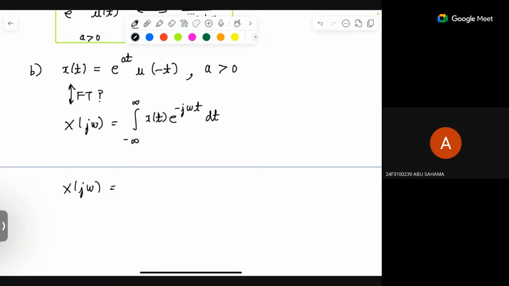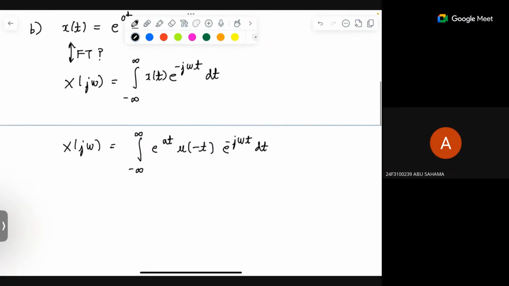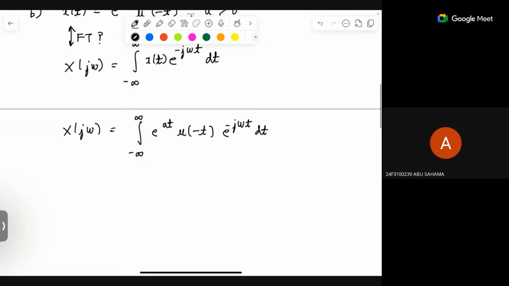X of j omega is equal to the integral from minus infinity to infinity of e raised to the power of at, u of minus t, e raised to the power of minus j omega t dt. Now we have u of minus t here. So this is 1 between 0 to minus infinity, and in the positive side it is 0. So the limits will become minus infinity to 0. This is clear now that the limits will be minus infinity to 0. Yes, ma'am.